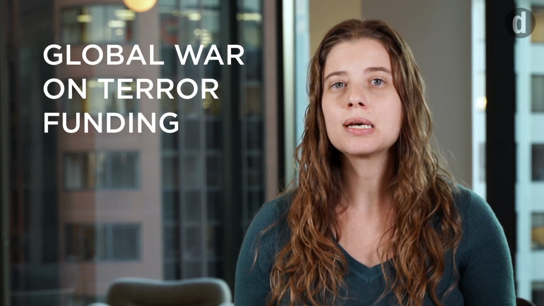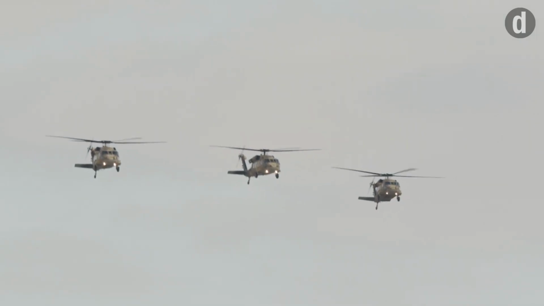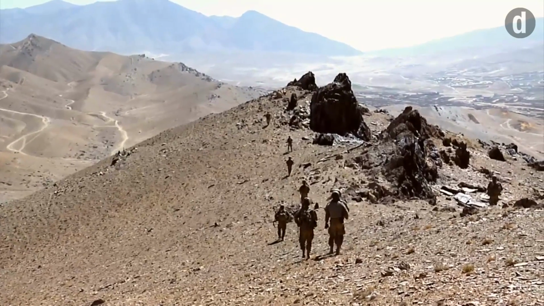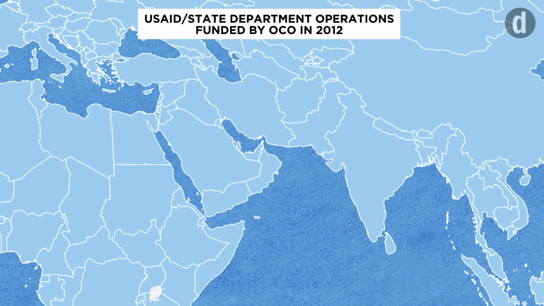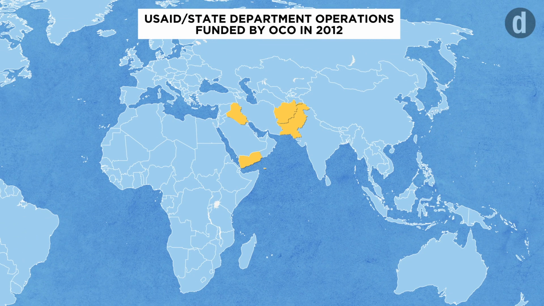Initially, OCO was called Global War on Terror Funding, and it was a fund set up after 9/11 with the purpose of helping the Department of Defense have more flexible funding to fund the wars in Iraq and Afghanistan. In fiscal year 2012, the administration first requested the use of OCO funds for the international affairs budget, particularly to fund the work of USAID and the State Department in Iraq, Afghanistan, and Pakistan. In that first year, those funds also went to support USAID and State Department programs in Yemen, Kenya, Somalia, and the Philippines.